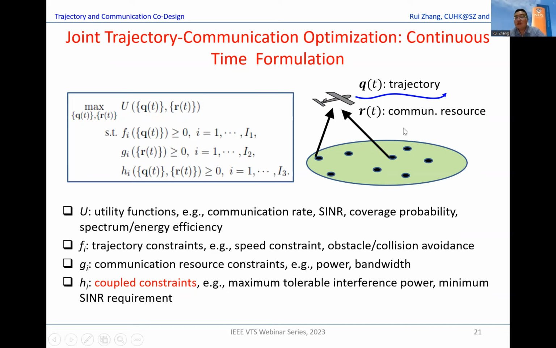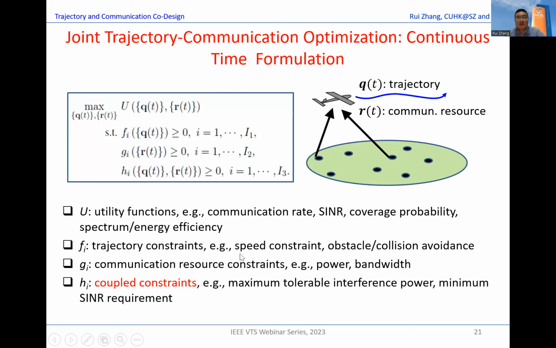R(t) represents the traditional communication resource allocation, for example, power, bandwidth, and so on. So we want to jointly design the UAV trajectory q(t) and the communication resource allocation over time r(t) to maximize the communication network performance of the utility function U. However, we are subject to constraints, right? For example, one type of constraint I call f_i. That means the constraint only depends on the UAV trajectory, so we call it the trajectory constraint.